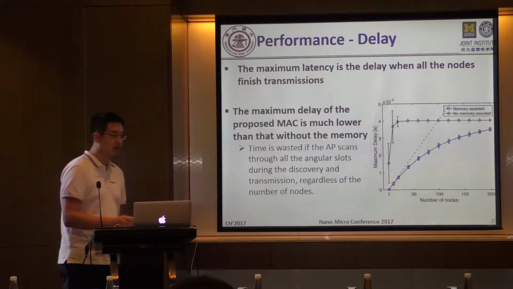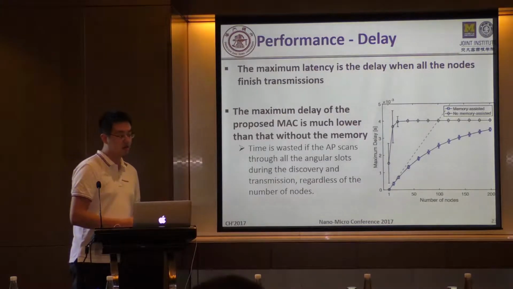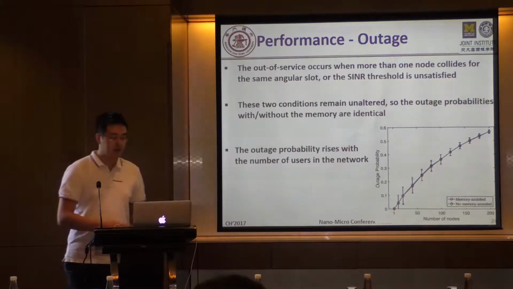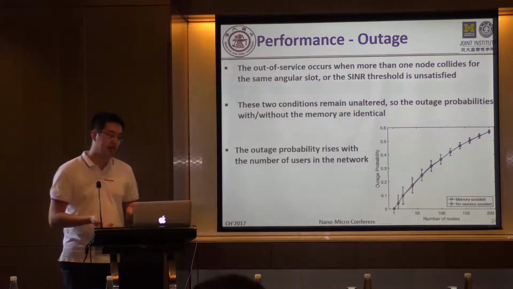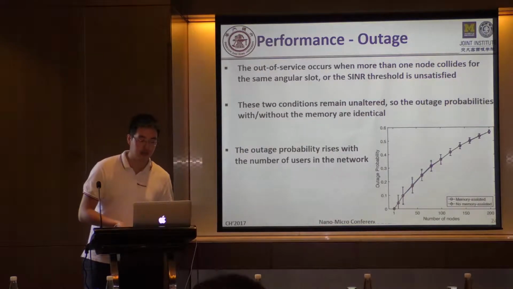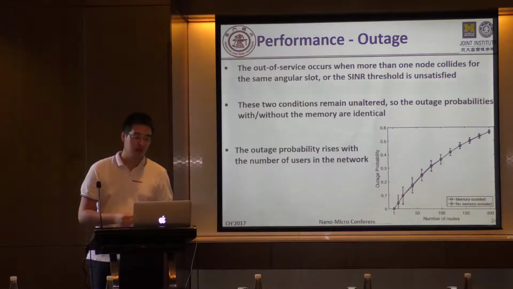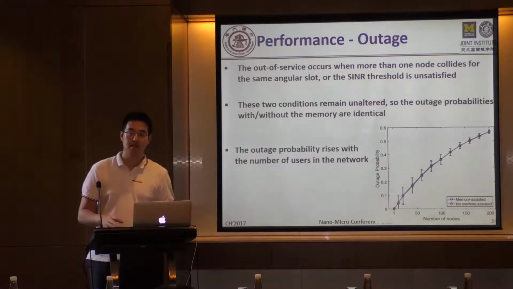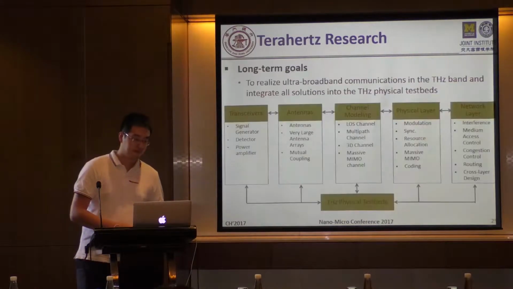But with the memory, we ignore the unused ones. So delay apparently is a good justification for our scheme. Then the outage, we actually observe the two schemes having the same outage, because the out of service occurs when more than one node collides for the same angular slot, or the SINR threshold is unsatisfied. These two conditions remain the same for the two schemes. That's why they have the same performance.